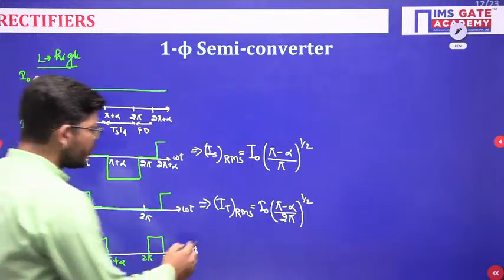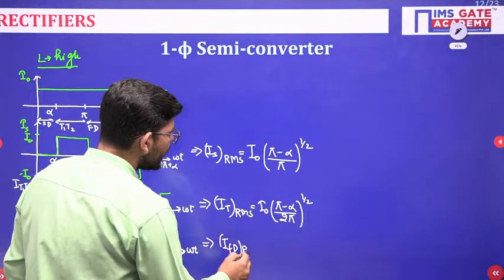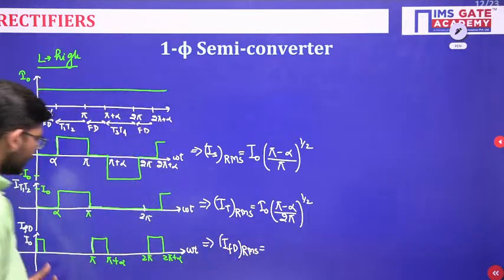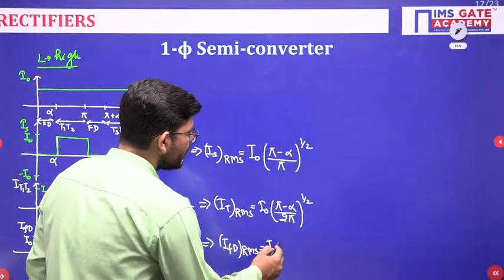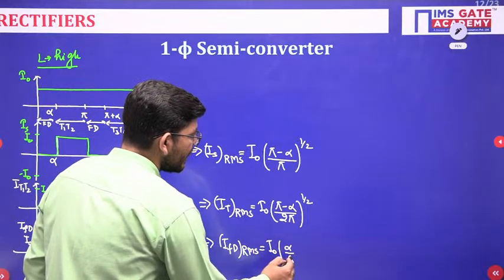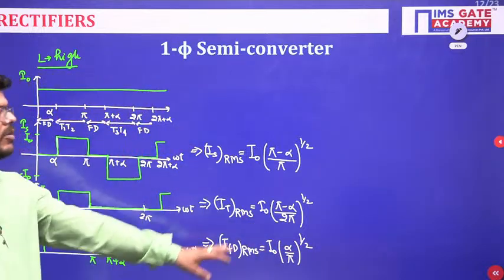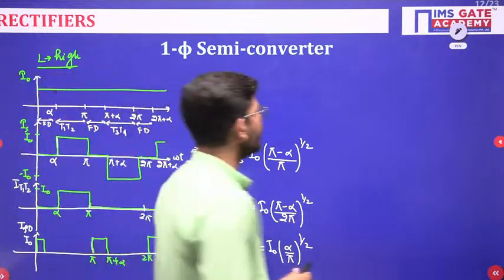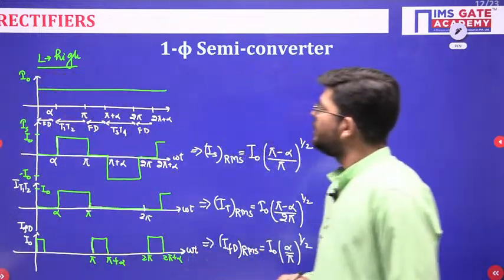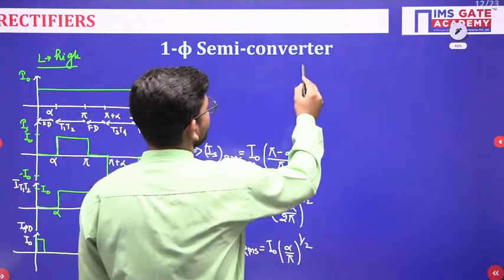When it comes to freewheeling diode current, it is present in every half cycle. Just see, it is present in every half cycle, and what is the duration for which it is present? Only for alpha, so it will be alpha, and since it is present in every half cycle you will write pi here, so I naught (alpha upon pi) to the power 1 by 2, that will be the freewheeling diode RMS value.